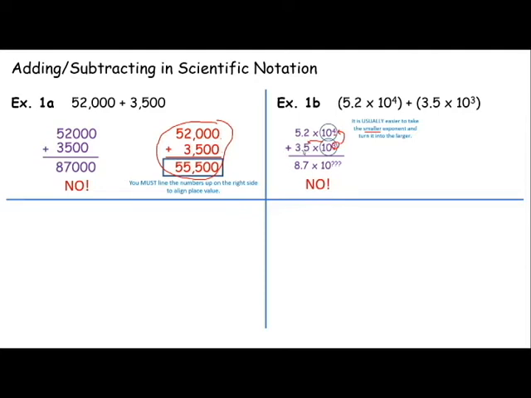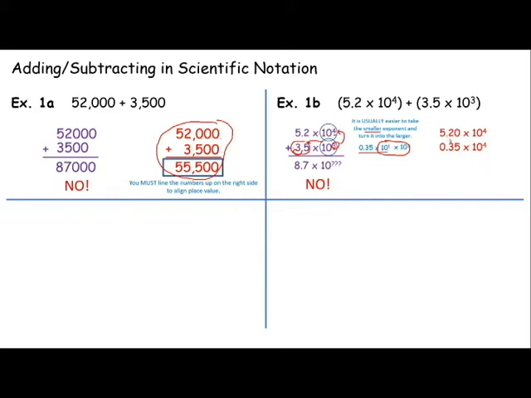You see, I'm going to take this 3.5 and I'm going to steal a 10 from it so that I have 0.35 times 10. Remember, multiplying by 10 would move that decimal. And I still have my 10 to the 3rd. I've rewritten this portion right here so that I have an extra 10. Because if I do that, this becomes 0.35 times 10 to the 4th. This has the same exponent as this, which means now my numbers are lined up.